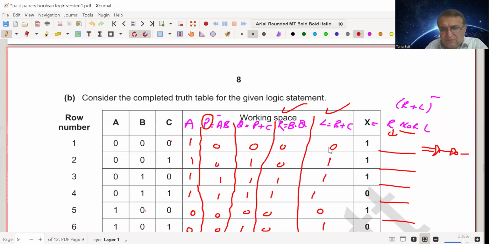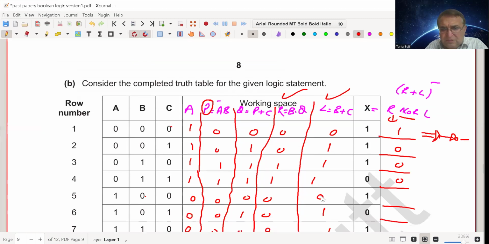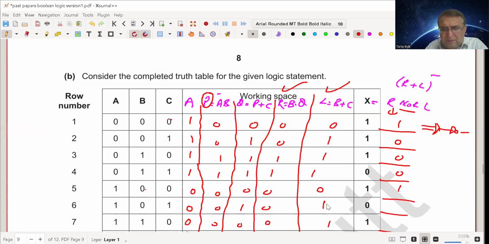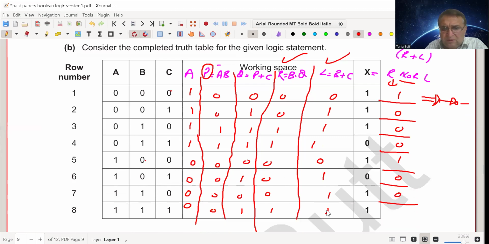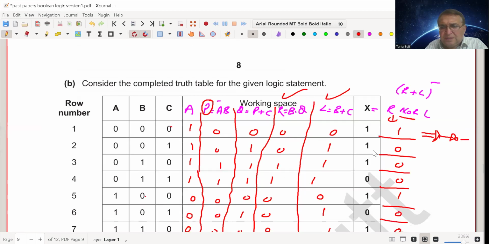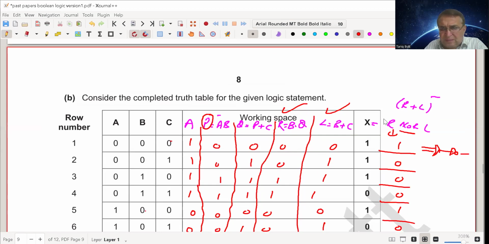0 OR with 0, 0, then invert it, 1. 0 OR with 1, 1, then invert it, 0. 1 OR with 1, 1, then invert it, 0. Then 1 OR with 1, 1, invert 0. Then 0 OR with 0, 0, invert 1. 0 OR with 1, 1, invert 0. 0 OR with 1, 1, invert 0. 1 OR with 1, 1, invert 0. Now this is the actual output of X.